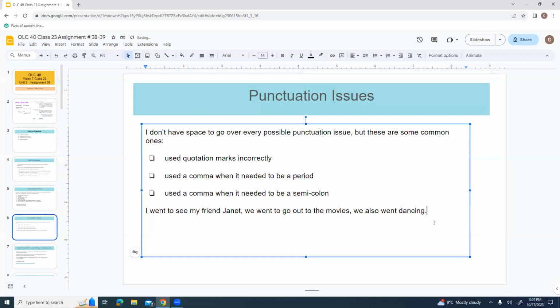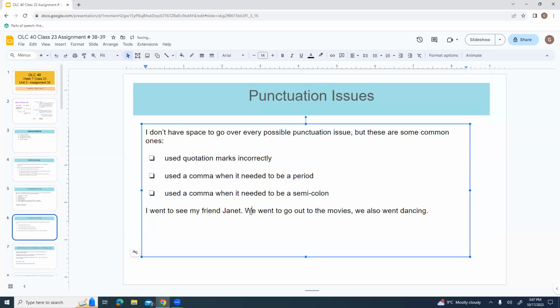Okay. Now, there is more than one way I can fix this. One way is where I get to the comma, I could just go ahead and put a period instead. I went to see my friend Janet, period. That's awesome. I could do the same thing for these two. The problem is sometimes it sounds very short, so people want to change it. So I'm going to make this a capital letter because it's the beginning of a sentence.